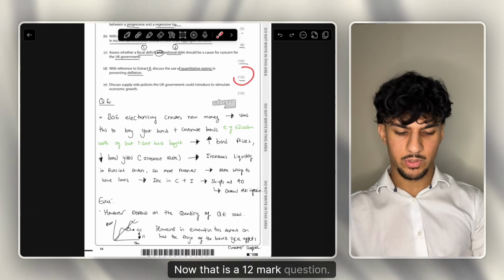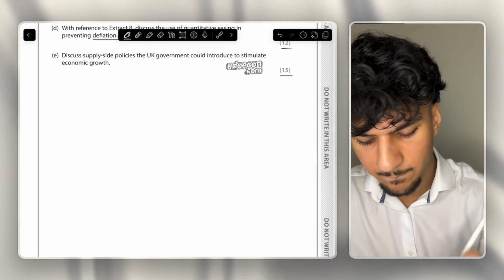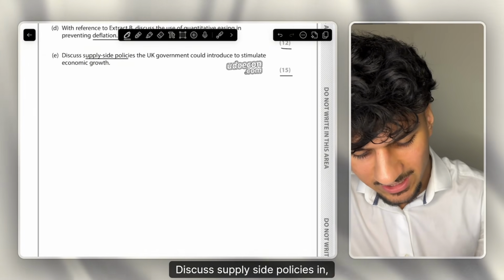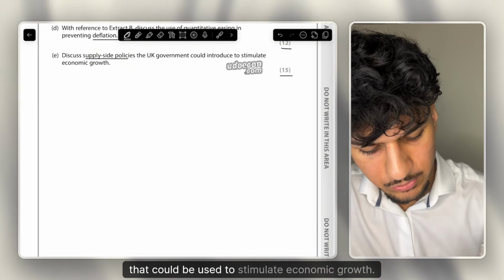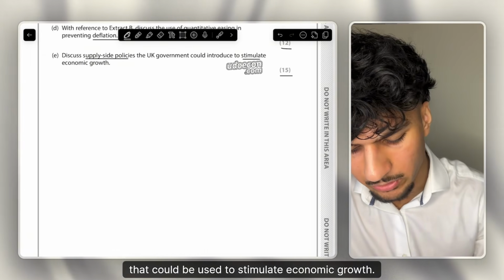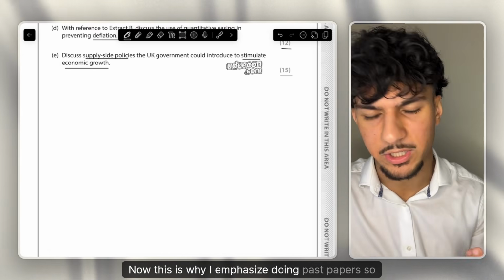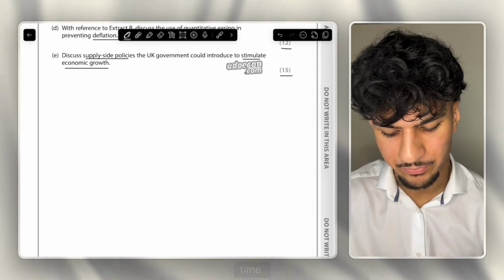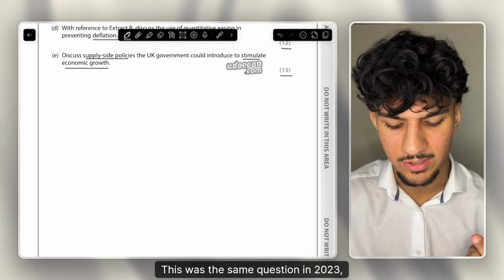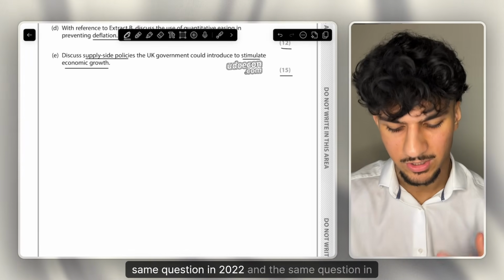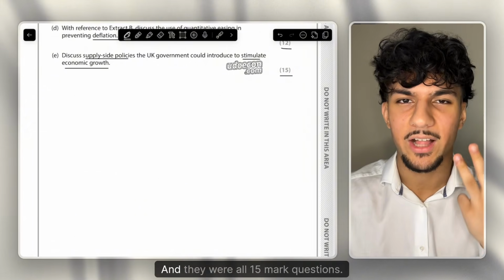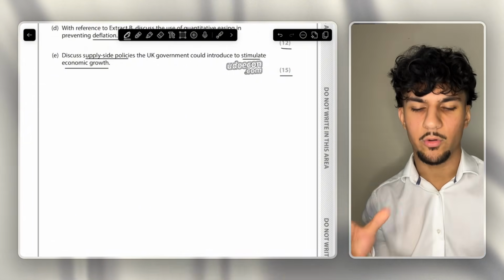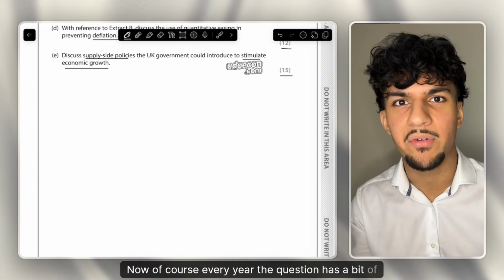Now that is a 12-mark question done. 15-mark question: Discuss supply-side policies in the UK that could be used to stimulate economic growth. Now, this is why I emphasise doing past papers so much, since this question is just repeated all the time. This was the same question in 2023, same question in 2022, and the same question in 2017, and they were all 15-mark questions. Now, of course, every year the question has a bit of a different wording.